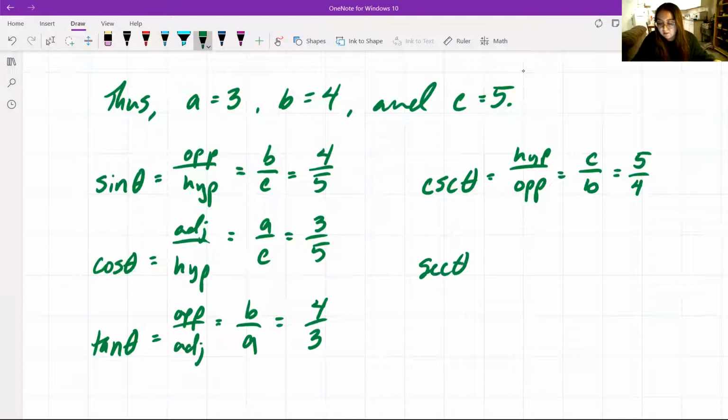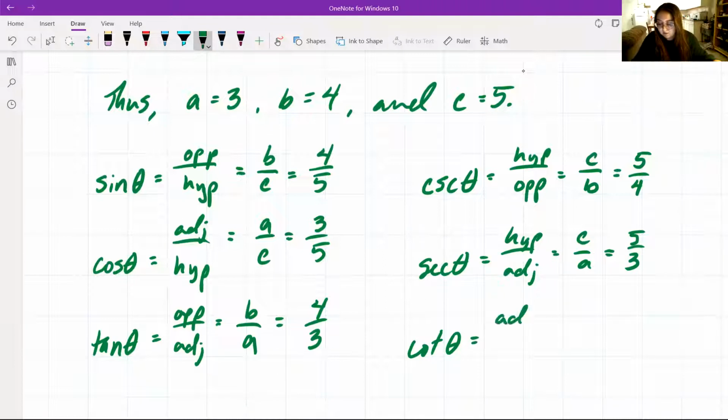Then we have secant, or reciprocal of cosine. It's going to be our hypotenuse over the adjacent. So this will be C over A, which gives us 5 over 3. And lastly, we have cotangent of theta, which is the reciprocal of tangent. So we get adjacent over opposite, which gives us A over B, which is equal to 3 over 4.